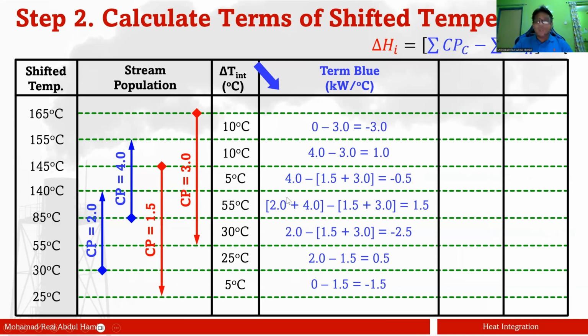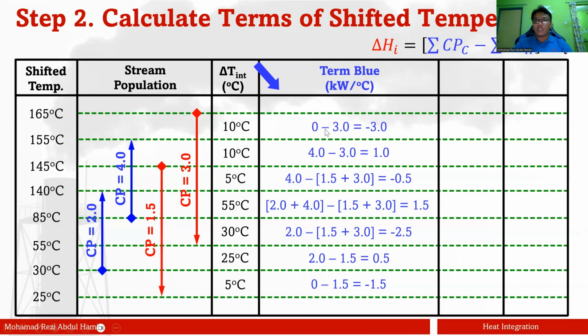And then maybe let's check out one more. This one will cover all of it. So between 140 and 85, in this interval, I have one cold stream and one cold stream also, and then one hot stream and then one hot stream. So two cold streams and two hot streams.